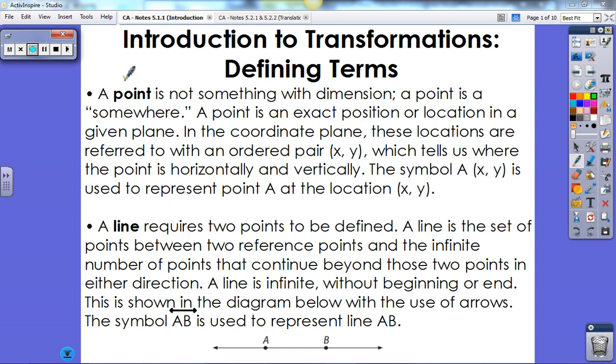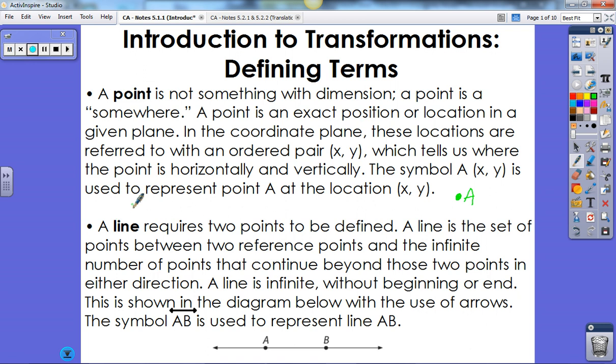A point is something that has no dimension, and it just is somewhere. It's an exact position or location. If we are referring to a specific point, this is how it's usually labeled. Okay, that would just be point A.